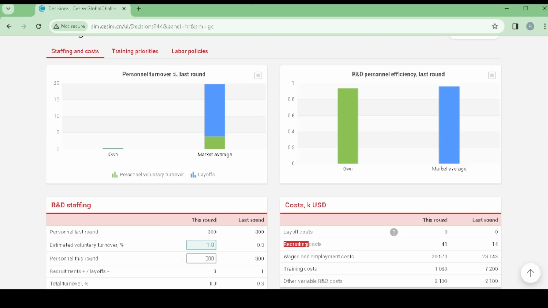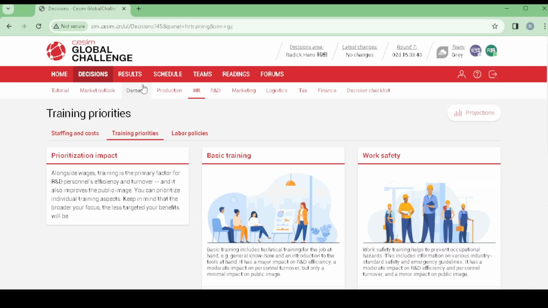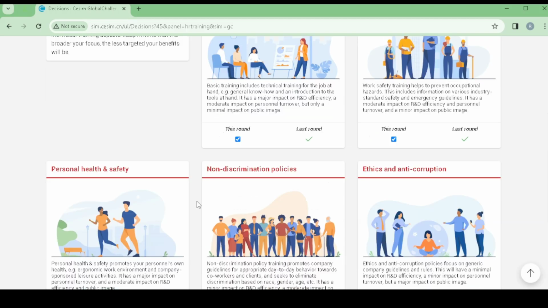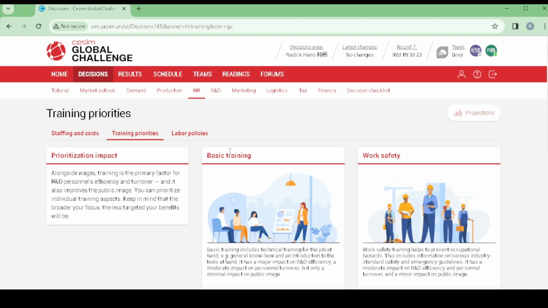The next part is called the training priorities, and under the training priorities, we have something called prioritization impact. So this is now where we're going to talk about something that you're going to prioritize in your company. Let's say we have some people who normally prioritize training. We have those who normally prioritize the work safety. We have those who prioritize health, ethics, or anti-corruption. You have those who prioritize non-discrimination policies. So it depends on what you would like your company to prioritize.